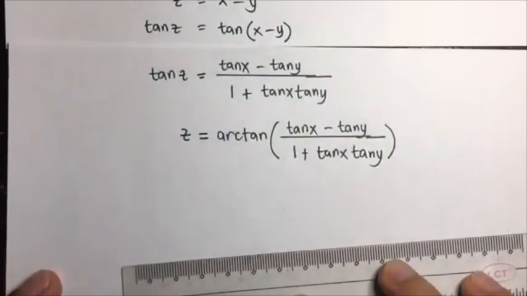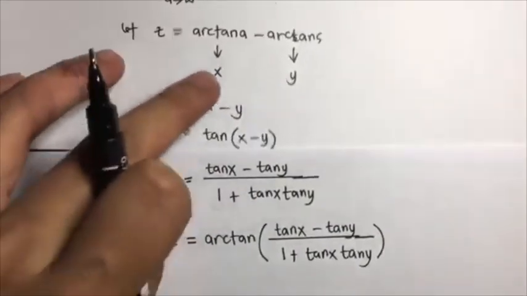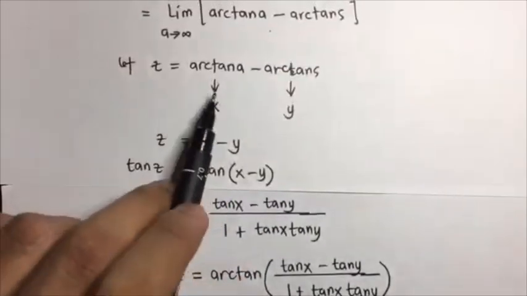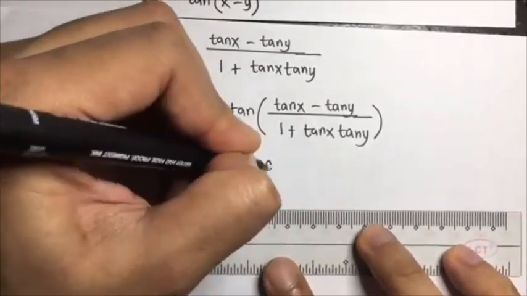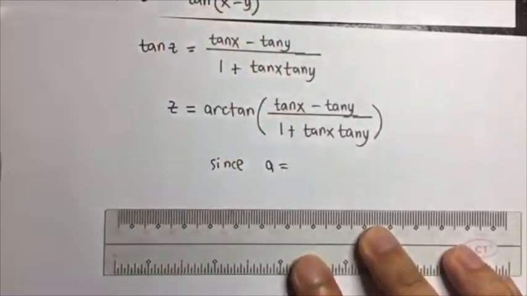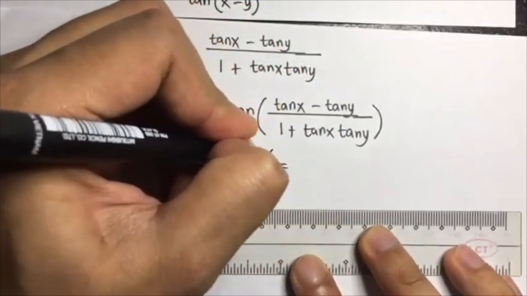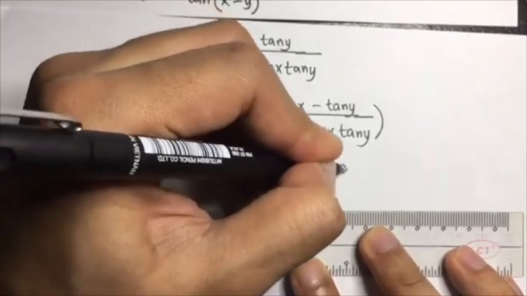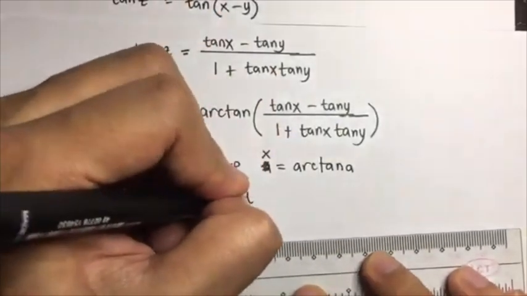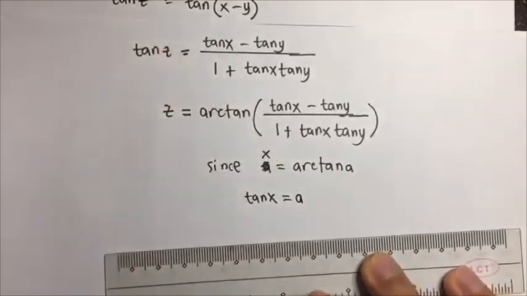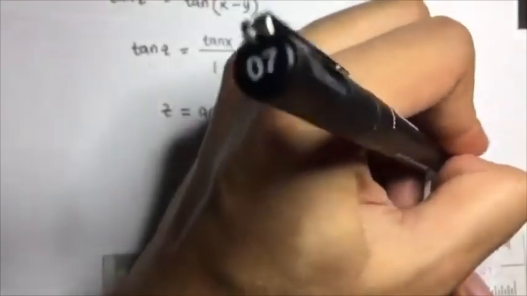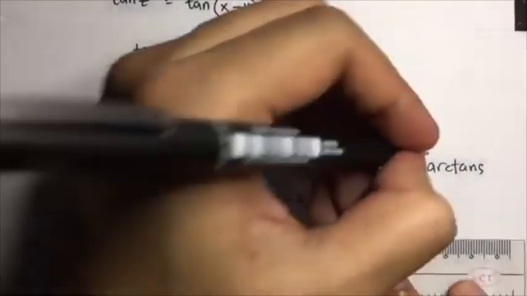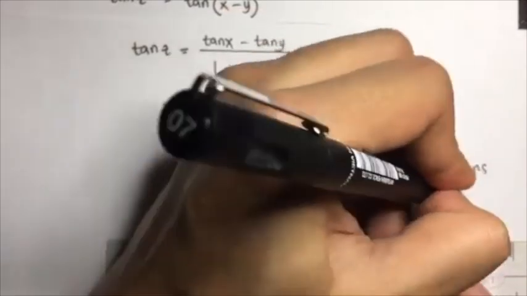Okay, but since we let x as arctan of a, then tangent of x is equal to a, and since y is equal to arctan of s, therefore tangent of y is equal to s.